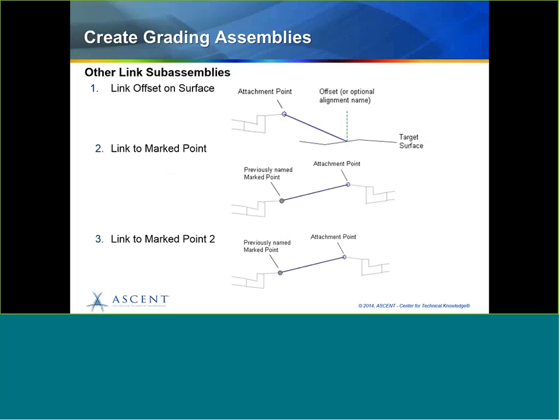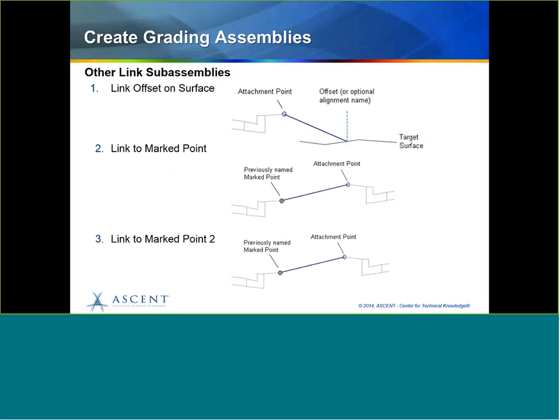So things like the link offset on a surface subassembly, it adds a surface link by specifying an offset location and a target surface. So the beginning of the link is the attachment point, and it's programmed to permit positive or negative offsets, and it can override a fixed width by targeting an alignment.